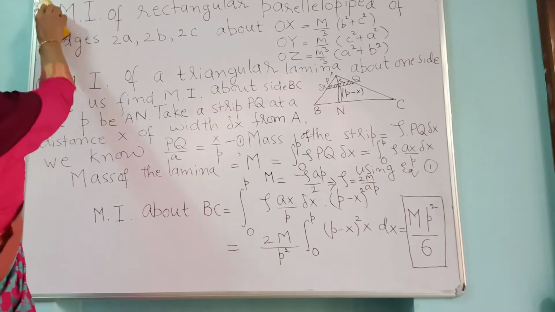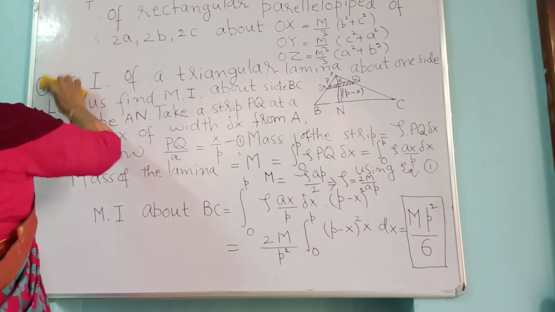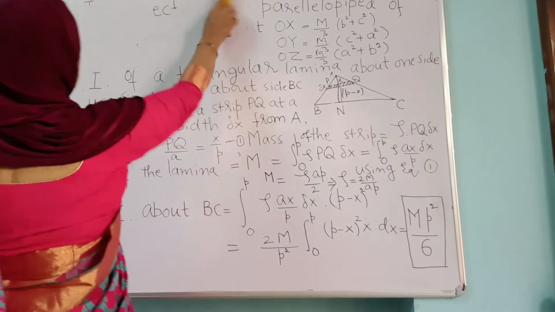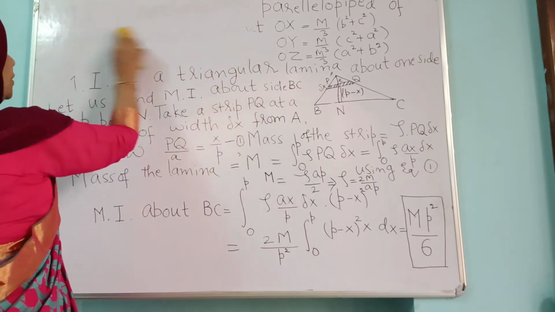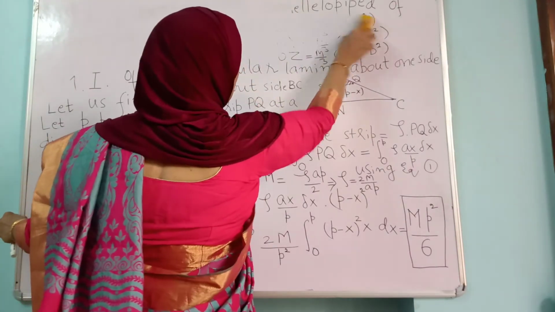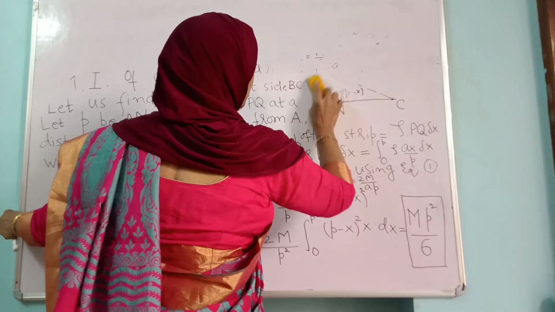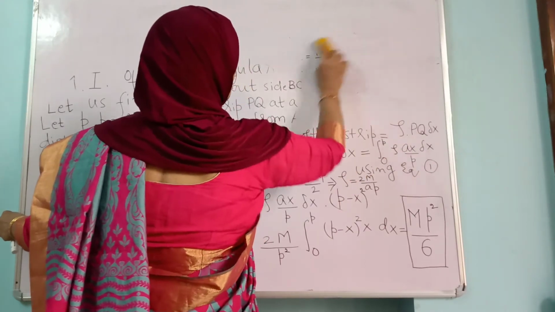Now one more, that is 5, that is to find the moment of inertia of an elliptic disc, that is again a body in 2D.